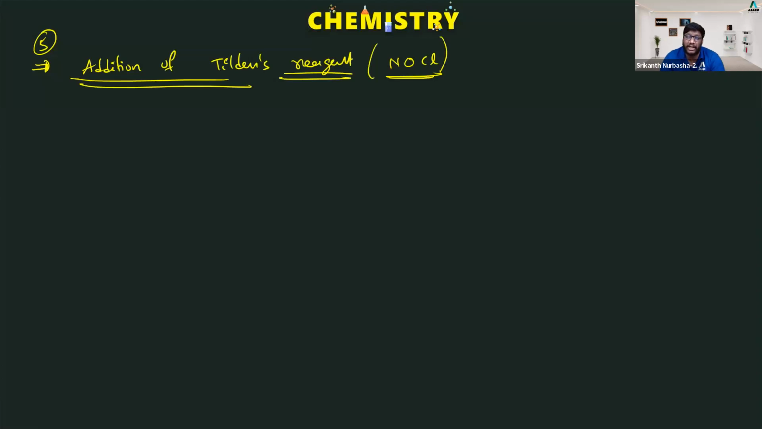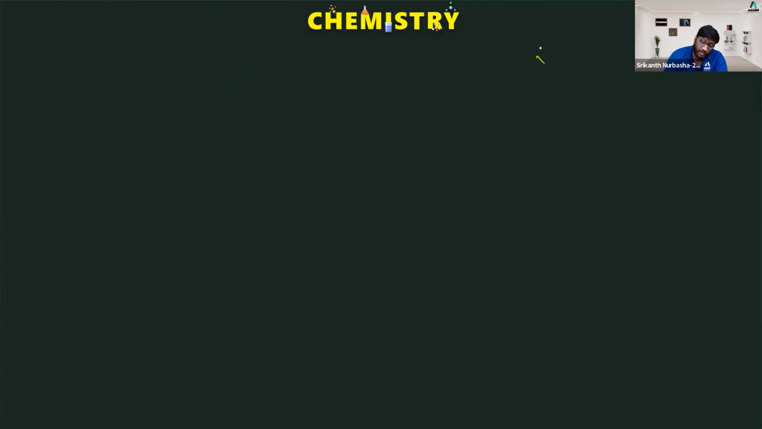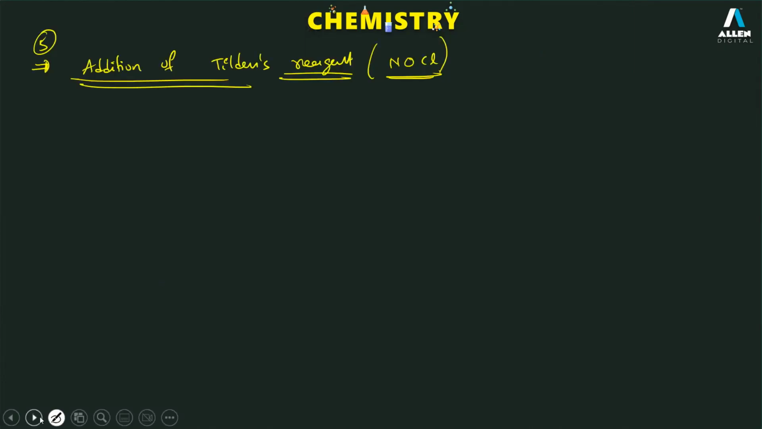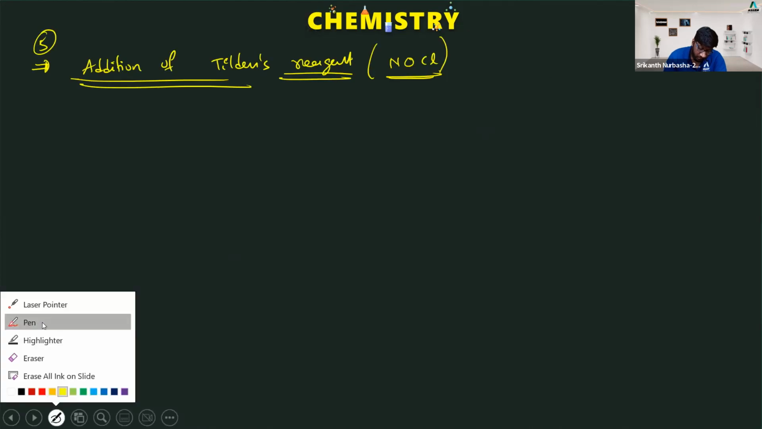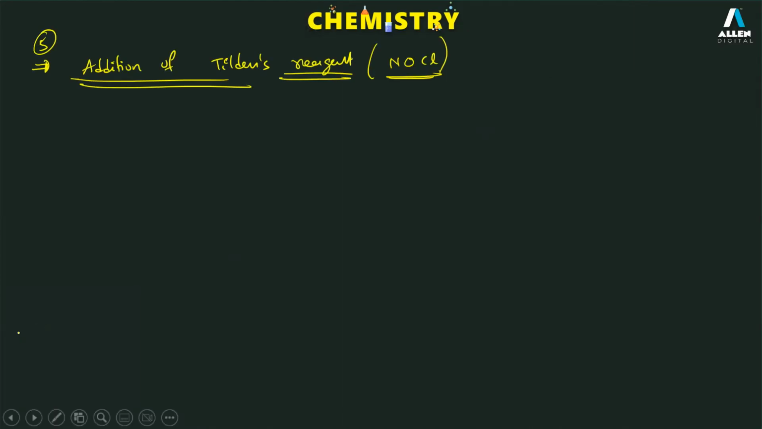Whenever we are trying to add the pi electron density of an alkene to an electrophile which possesses a lone pair of electrons, always the mechanism proceeds through a three-membered cyclic transient stage. Even if it is NOCl, the nitrogen has a lone pair of electrons, NO+. No rearrangement will happen here. Yeah, no rearrangement because the carbocation is not obtained.